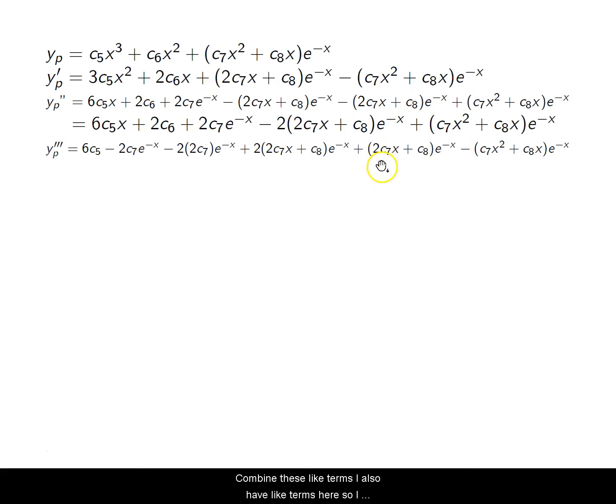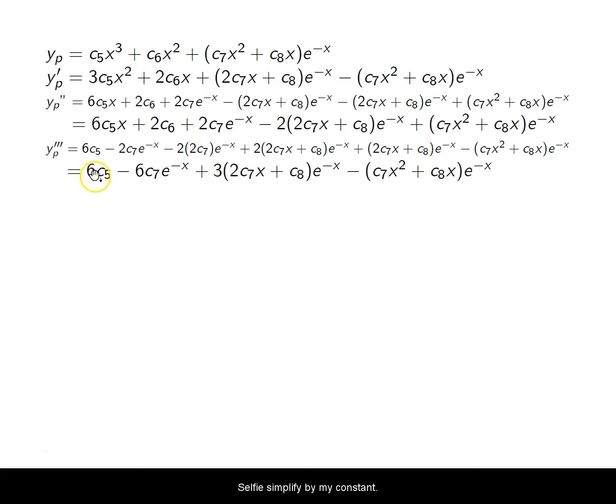Okay, so I can combine these like terms. I also have like terms here. So again, remember when you add like terms, the coefficients have to be the same, right? I can add these two terms now because they're both c7 e to the negative x. I can't just add all the constant terms times e to the negative x's together, right? I have to add them so that their coefficients are the same also. If I were to multiply this all out, I could write a long factored form and do that, but that's more work than necessary, right?